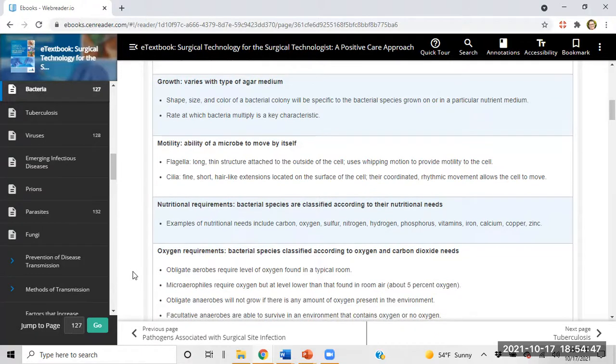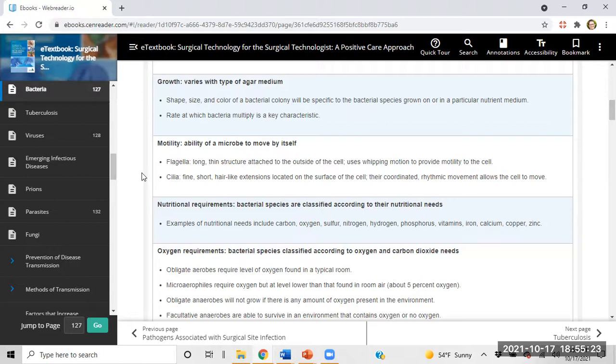Motility: how able is it to move by itself? They have different structures. One structure is a flagella, that long, thin structure that you're familiar with on the end of sperm. Cilia are fine hair-like extensions, as we see in the lungs and in the digestive tract. But cilia can also be on a pathogen to help it move along. It's that rhythmic flow.